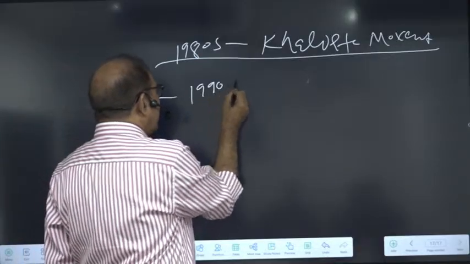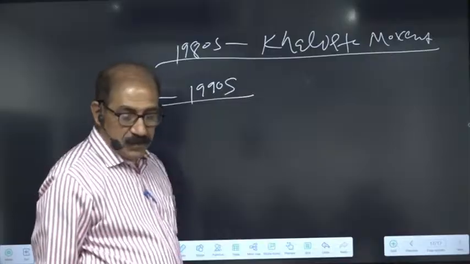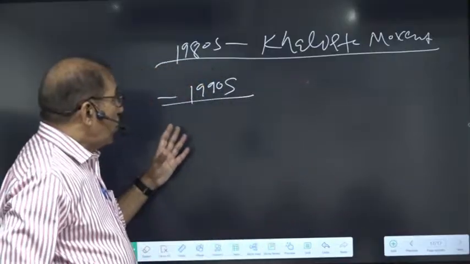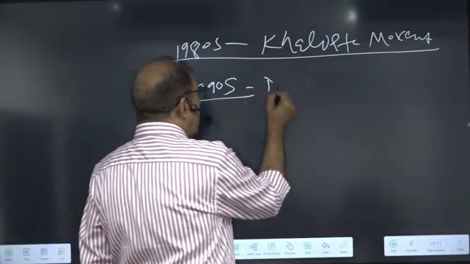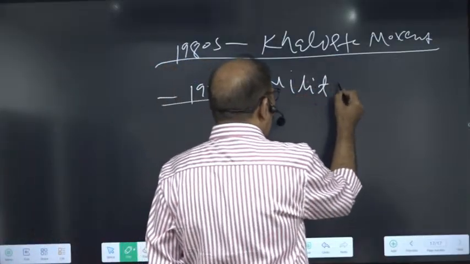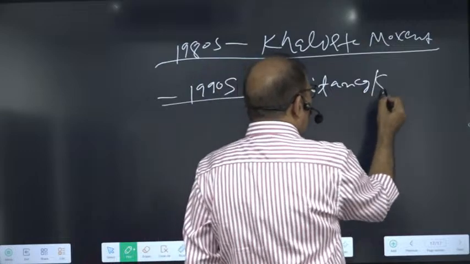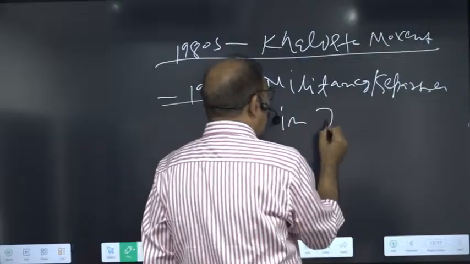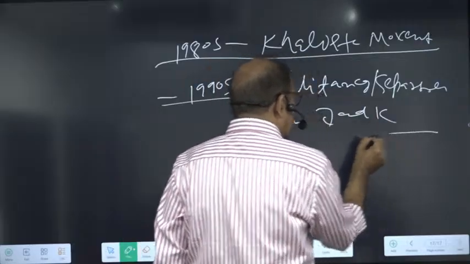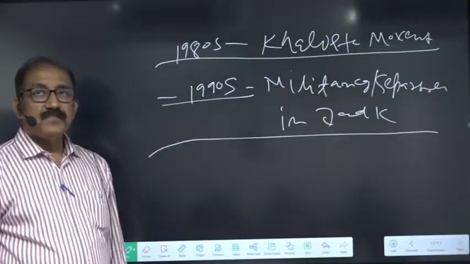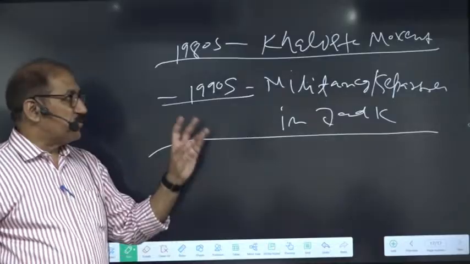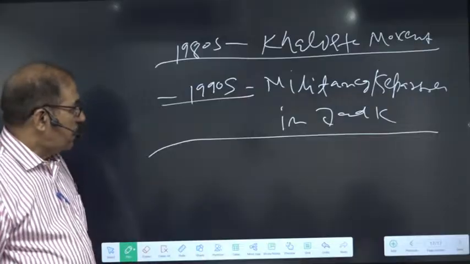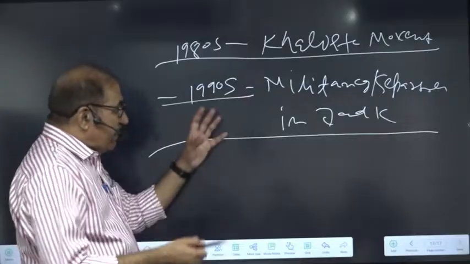After that, the 1990s. Militancy and separatism in J&K, Jammu and Kashmir, in the 1990s. The problem of terrorism. And that became a root cause.